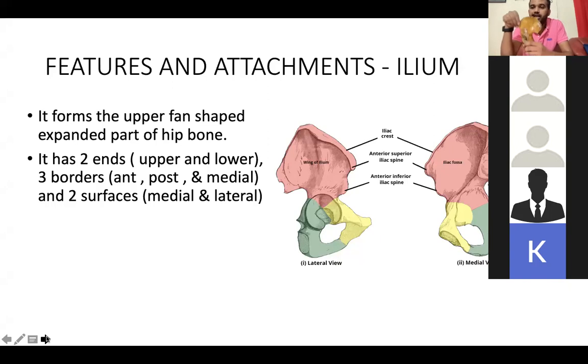Now I'm talking only about this part. This is the ilium. The ilium forms the upper fan-shaped expanded part of the hip bone. You can see in the slide this brick red color. This entire thing is the ilium. This brick red color is the ilium, which is the lateral view, and this is the medial view. So it forms the upper fan-shaped expanded part of the hip bone.